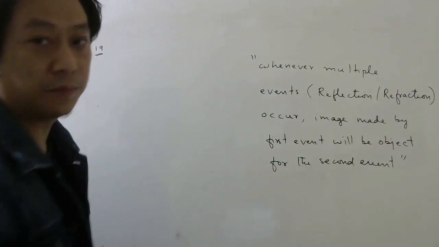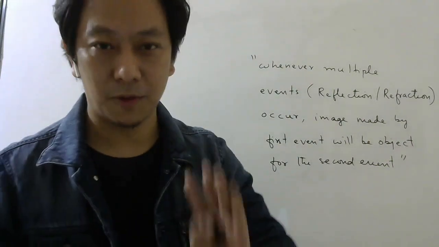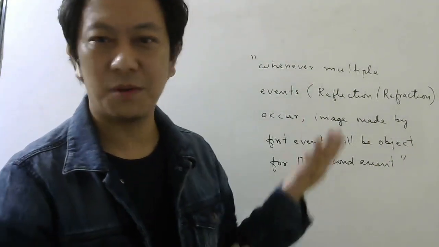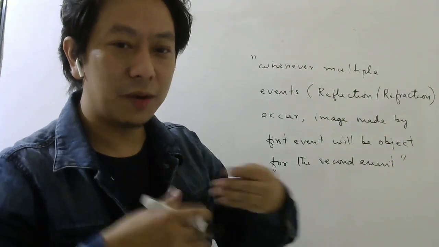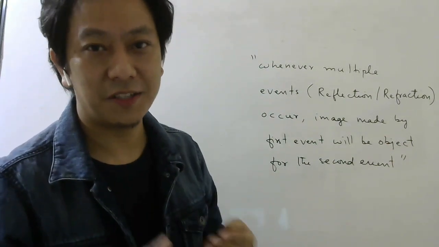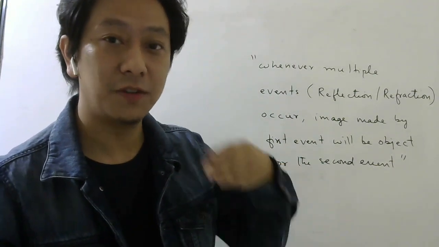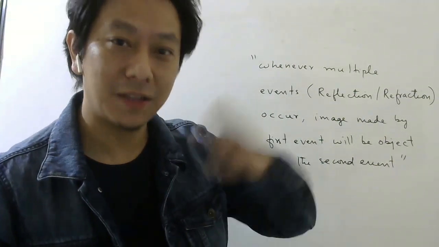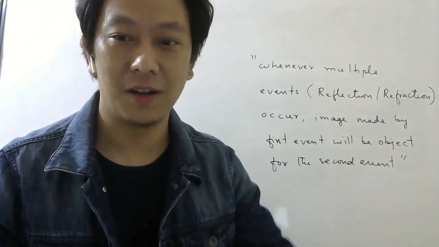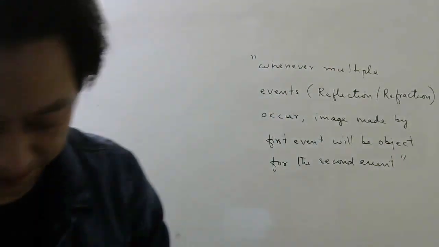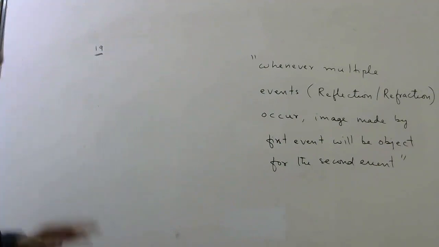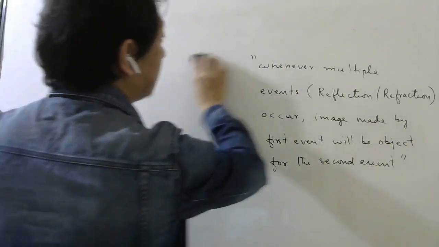So very, very important. Okay, so this sentence, try to memorize it. Already you have understood this before, also we have discussed. So when multiple reflections or refractions happen, the image made by the first event will be the object for the second one. Then the image made by the second one will be the object for the third one. Then it keeps on continuing. So please remember this, make a note.